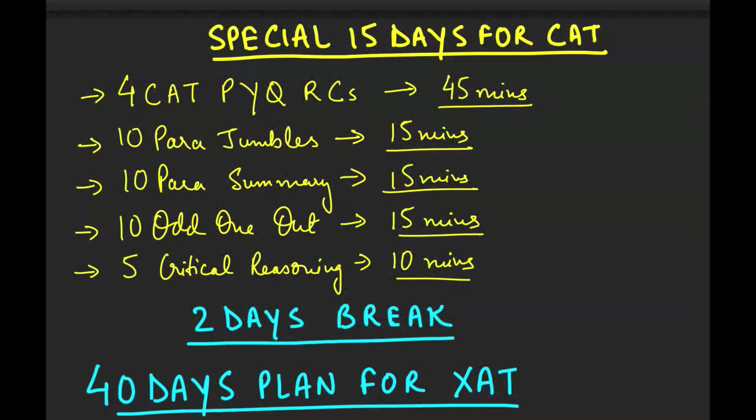So now the analyzing time will reduce for you people, because you have already been doing it for the past 2 months and 20 days. So you really don't need to worry about it. Then we will have para summary, odd one out, which is very, very specific to CAT, and we'll try to focus only on CAT for the next 15 days.